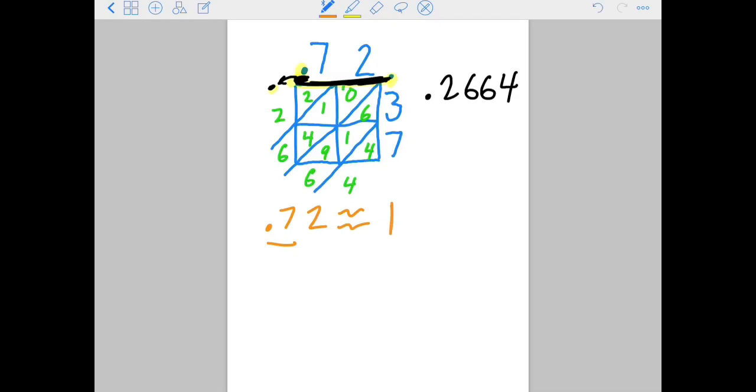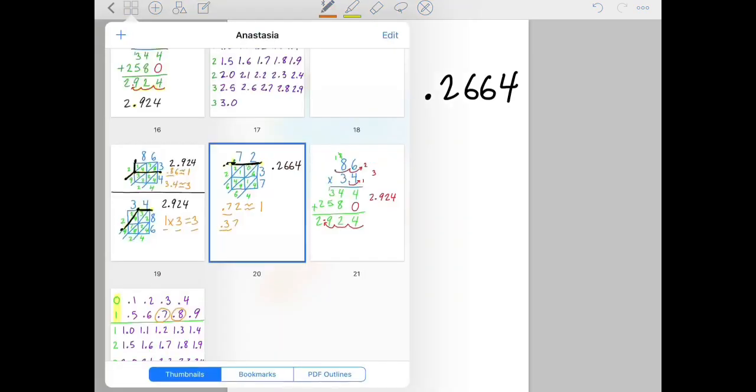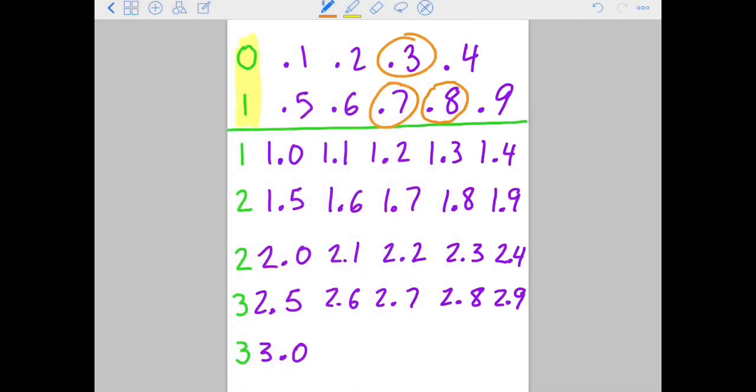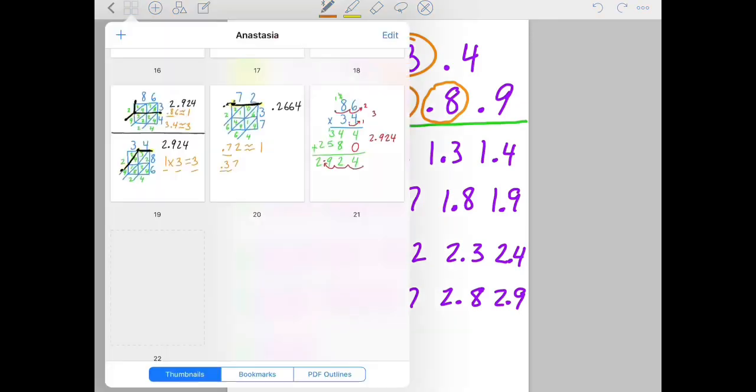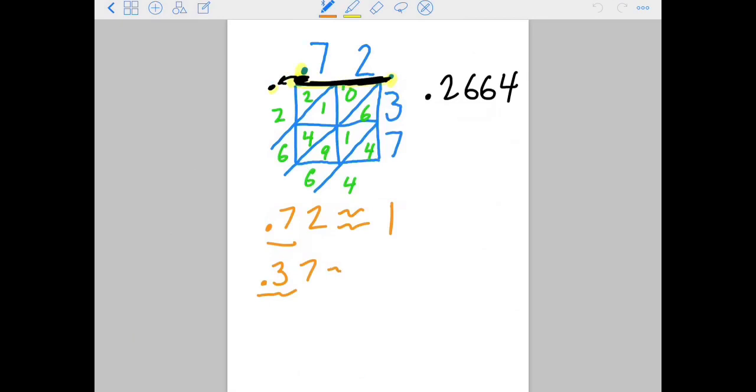0.72. The next one was 0.37. So I'm going to focus on that 0.3. And that 0.3 is right here, which we know is the 0 to 4 section. So that's going to round to 0. Okay, this looks silly, but yes, it's going to be 1 times 0 equals 0. That's my estimate. That's the only estimate that I would accept. I wrote both numbers and the answer. 1 times 0 equals 0 is the estimate for this one.